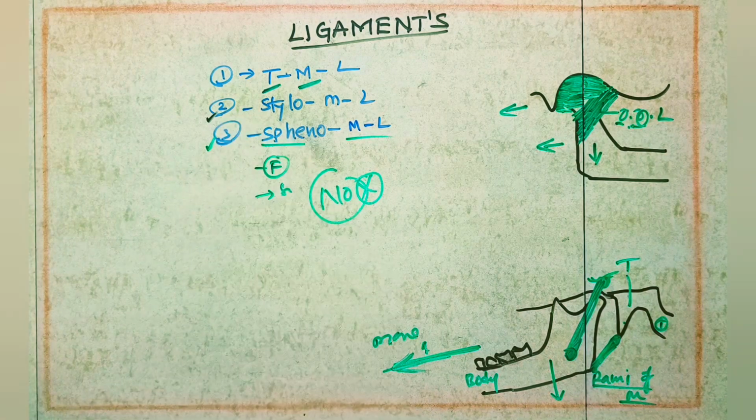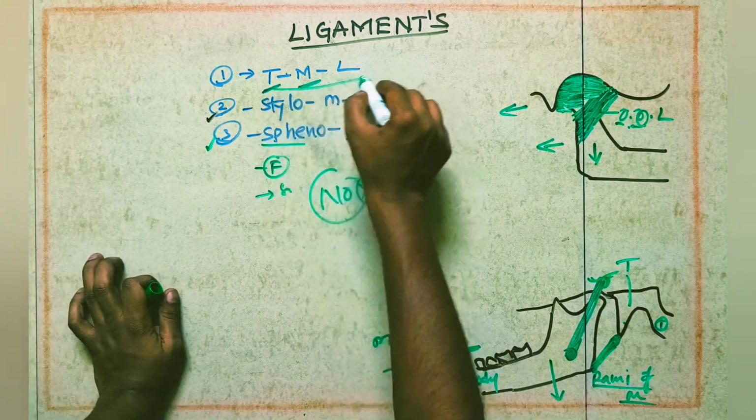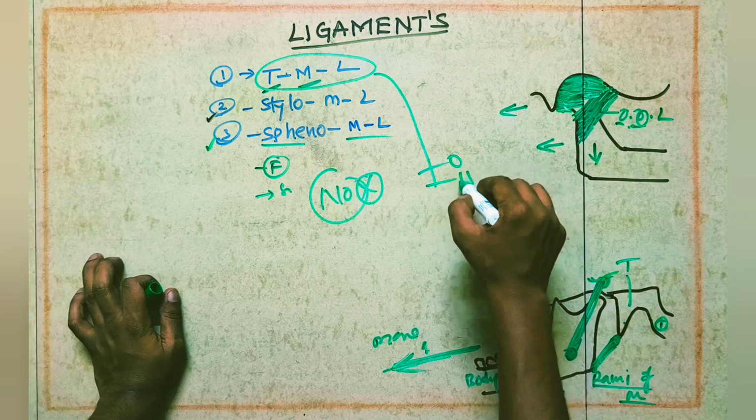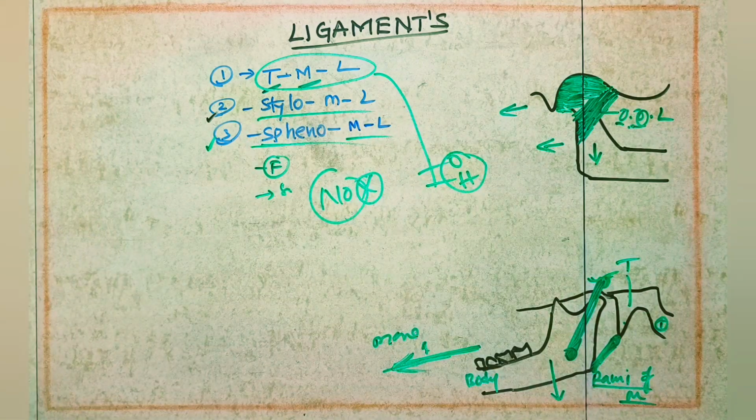So this is about the ligaments of the temporomandibular joint: the main temporomandibular ligament, with its oblique and horizontal portions, and the stylomandibular and sphenomandibular ligaments. Clear?